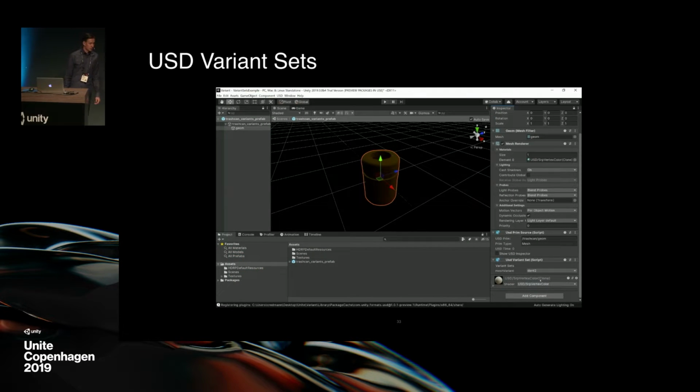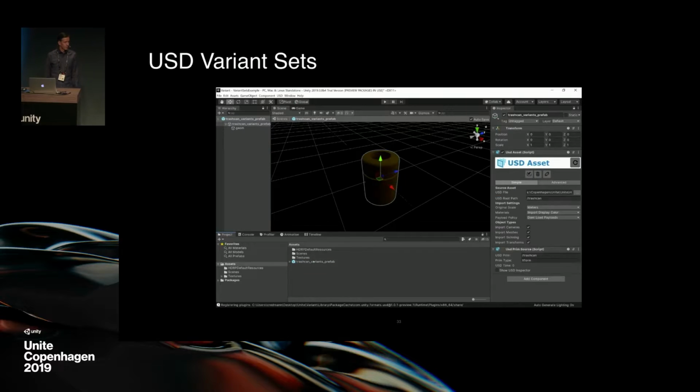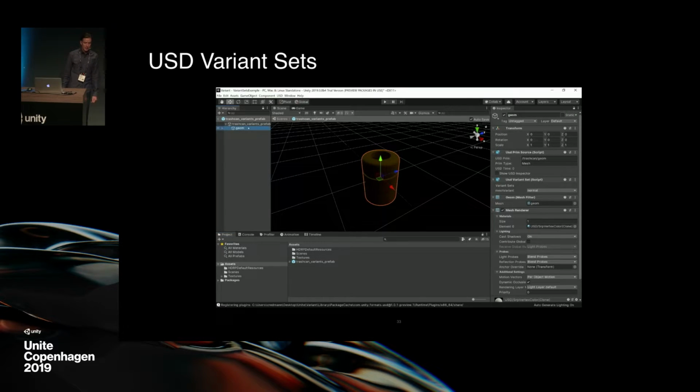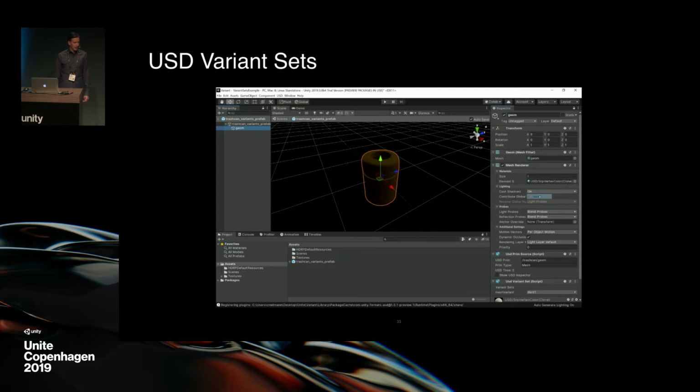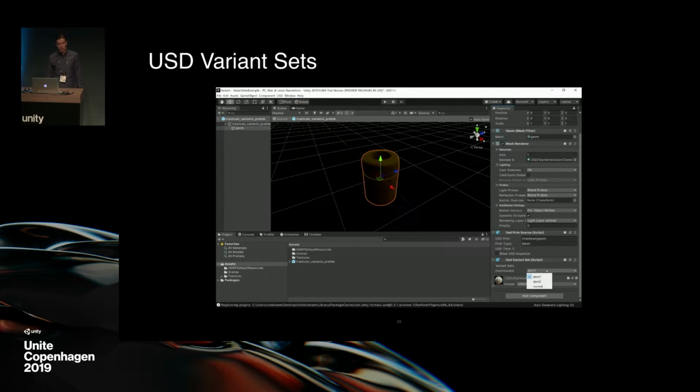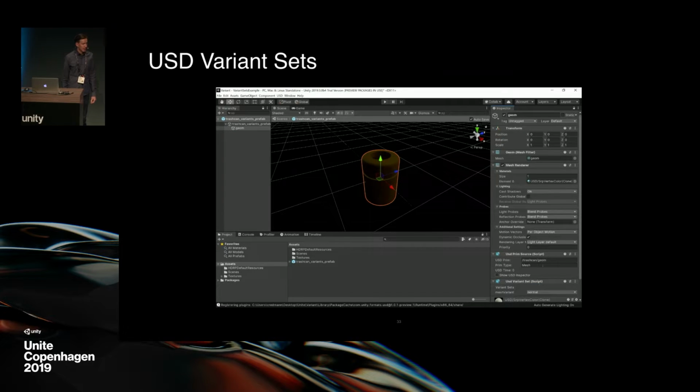This is available for use inside of Unity. So if I bring that same asset into Unity, when I select the game object in the prefab, I can go down and see that there is a variant set component, and from there I have a drop-down which shows the exact same menu, and I can go ahead and use the variants inside of Unity.